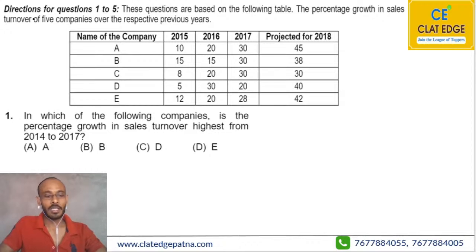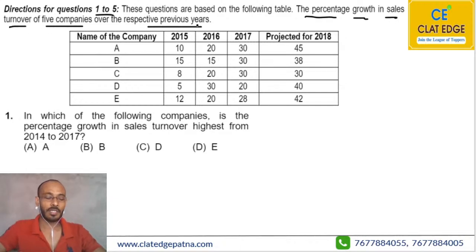Chalo, moving here. So I'm just going to make you understand what the question says. The directions from question number 1 to 5 again. These questions are based on the following data, and the data says the percentage growth in sales turnover of 5 companies over the respective previous years. Right. So the percentage growth in sales given is for each company with respect to the previous year.